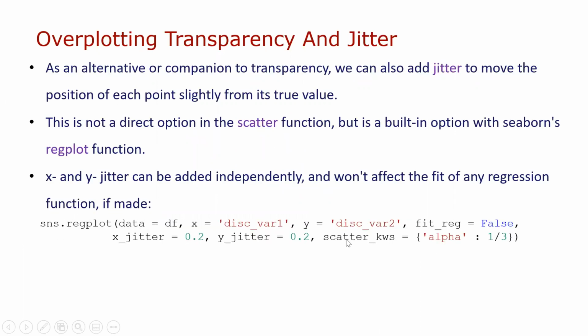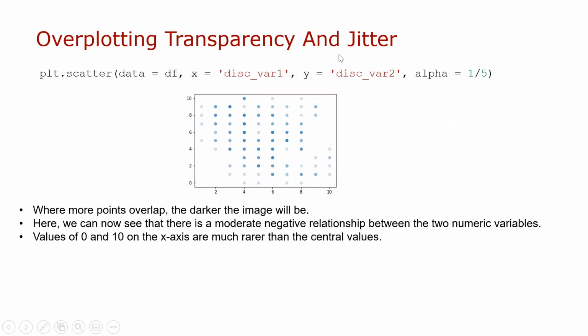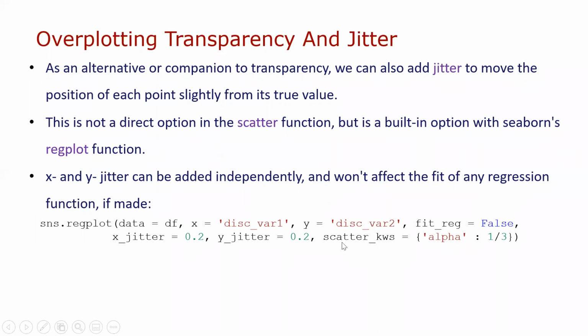In seaborn, it doesn't take alpha as an argument directly like this, and that's why we have to put it in a dictionary, and then the alpha is going to be 1/3. It means transparency. We know what alpha means, yes? Do you know what alpha means?